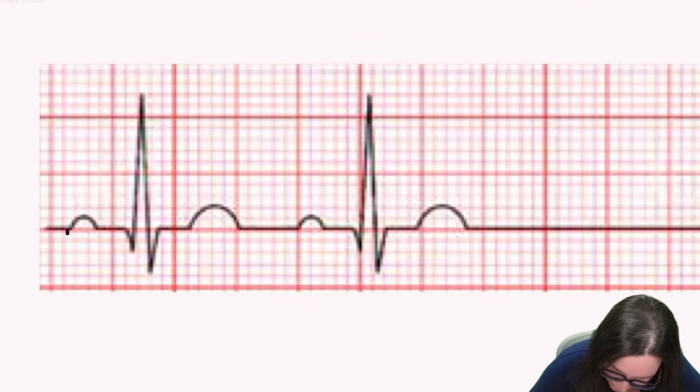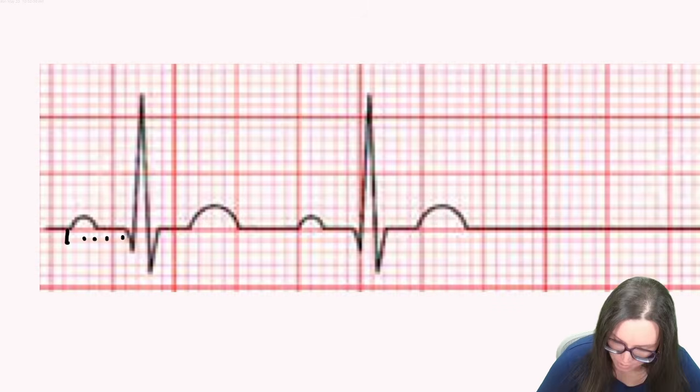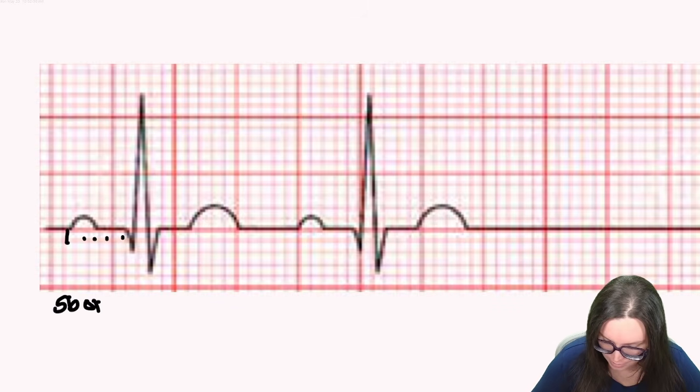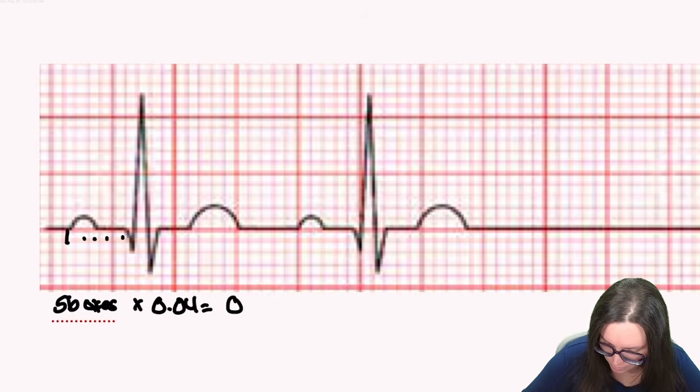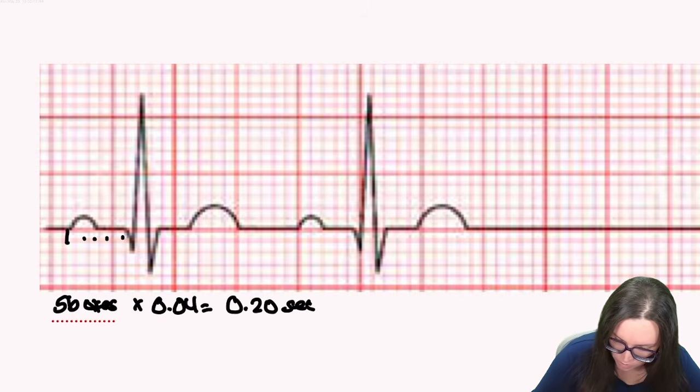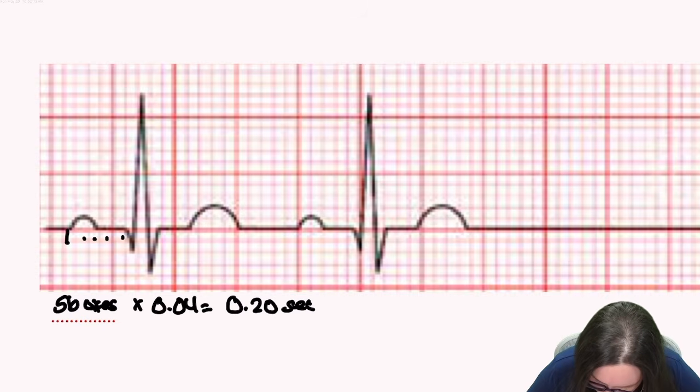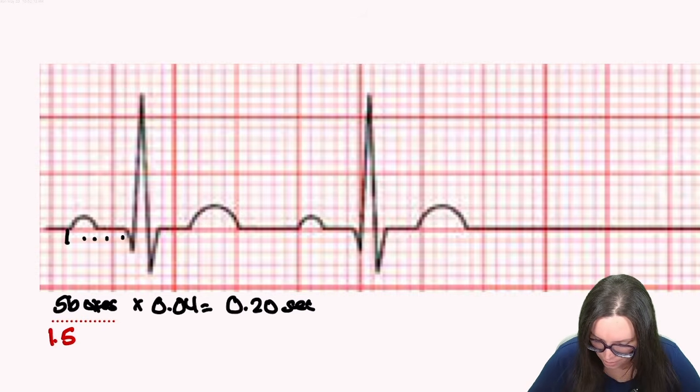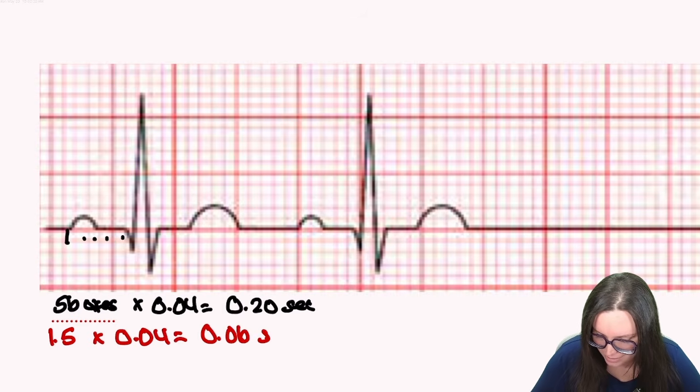Next up, we want to look at our PR interval and our QRS complex. So here we've got approximately 1, 2, 3, 4, 5 boxes. So 5 boxes times 0.04 is going to give us 0.20 seconds, which is normal. That's fantastic. And then with our QRS complex, we have about 1.5 boxes. 1.5 times 0.04 is going to give us 0.06 seconds.